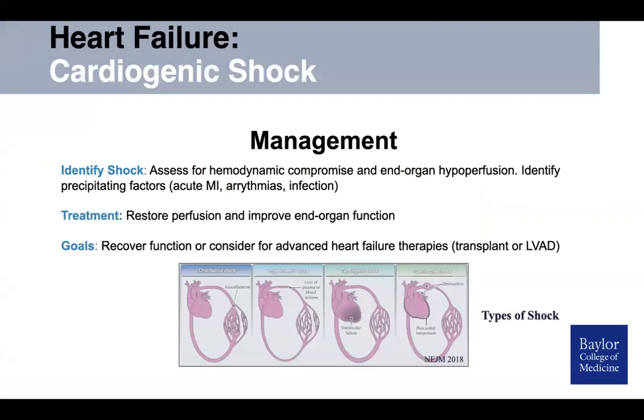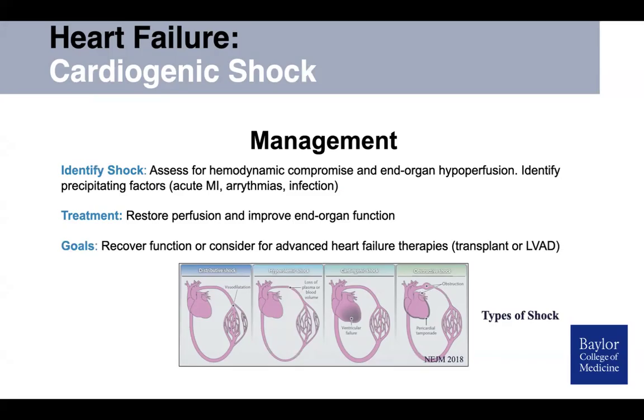Now, if they progress to cardiogenic shock, you want to assess for hemodynamic compromise and end organ hypoperfusion and identify precipitants such as myocardial infarctions, arrhythmias, infections. Their treatment is there to restore perfusion and improve end organ function. This is cardiogenic shock, where they've got deranged perfusion to their organs. And our goal is to recover function and consider advanced heart failure therapies if you can't get them out of this, such as a transplant and LVAD.